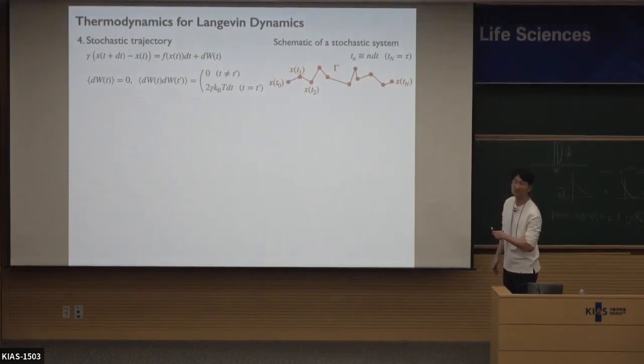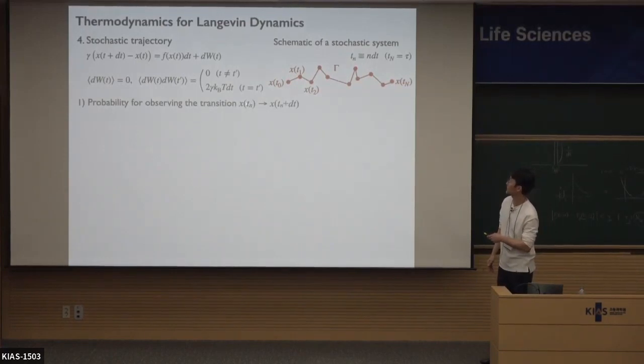one single trajectory. So here I discretize time in this way. Here, of course, dt is an infinitesimally small time. The final time is tau, and the initial time is zero. From this discretization, we can also discretize the position. So this is the initial position, and the next time position, and the next, and so on. This is the final position, and I will call this whole trajectory gamma. So what I want to calculate is the probability for observing one segment transition.